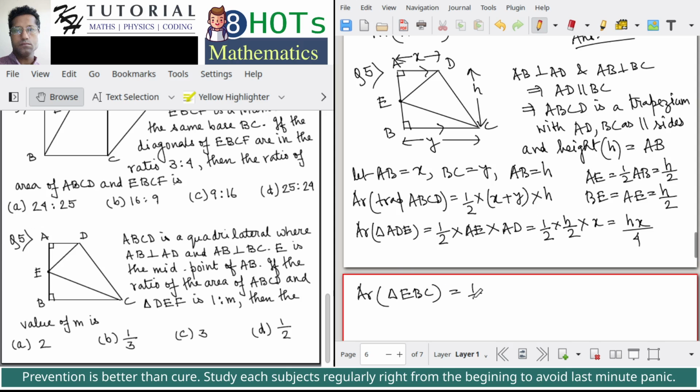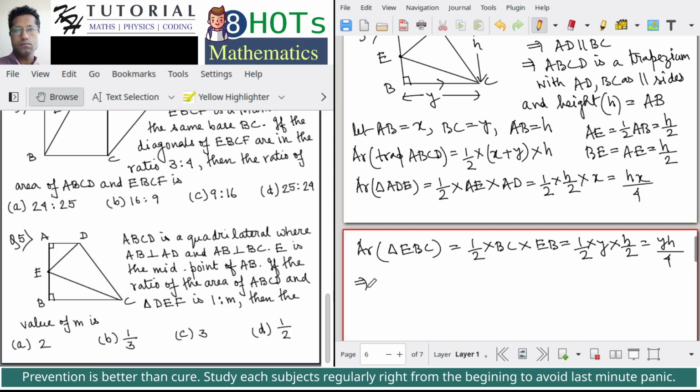What is the area of triangle EBC? This is again half into base. Base is BC and altitude is EB. This is equal to half into BC, and BC is y, and EB is h by 2. So this is yh by 4.